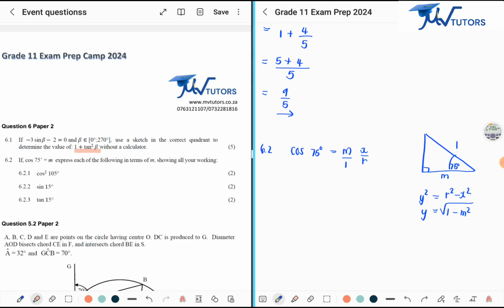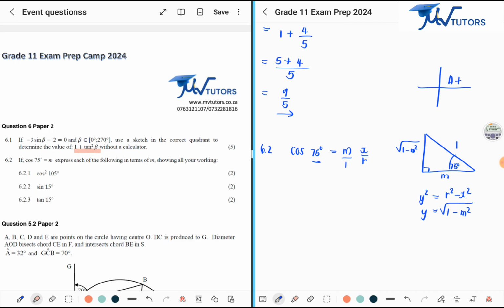But actually, the fact that it's cos 75 means it's in the first quadrant, and in the first quadrant, everything is positive. Okay, all of them are positive. So you can be rest assured that we're dealing with positive y and not the negative version. So we have the square root of 1 minus m squared.